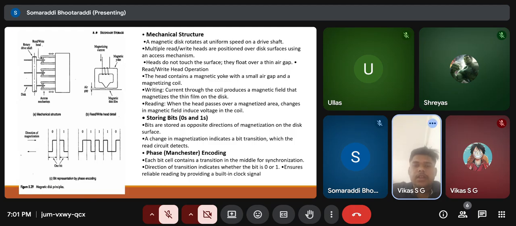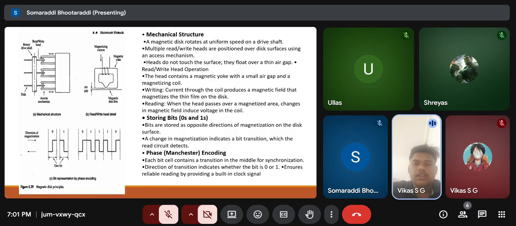During reading, when the head moves over a magnetized area, the magnetic field changes. The change induces a voltage in the coil. That induced voltage is detected by the read circuit and interpreted as a bit, storing bits zeros and ones.